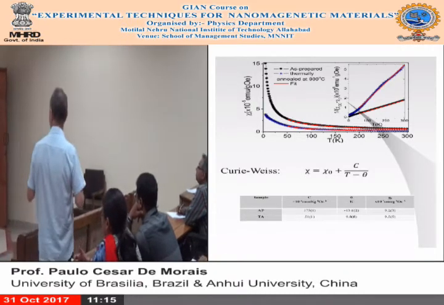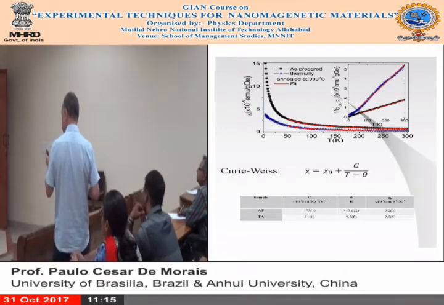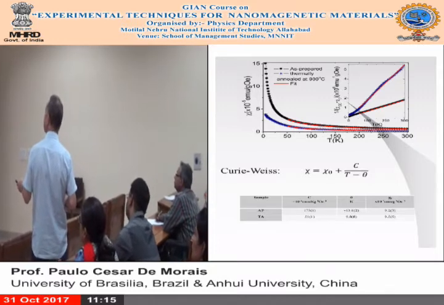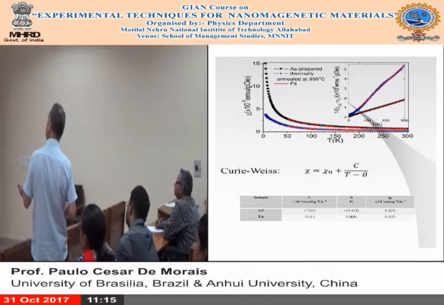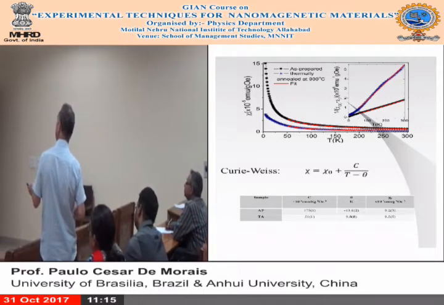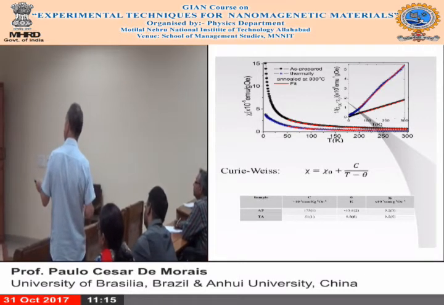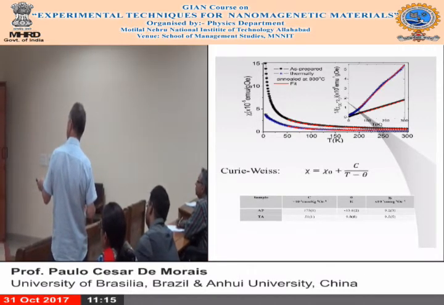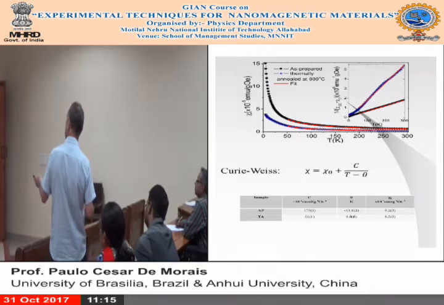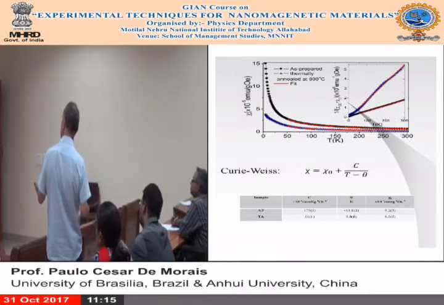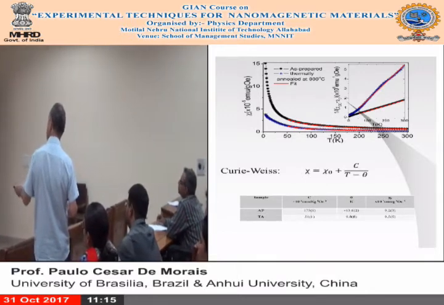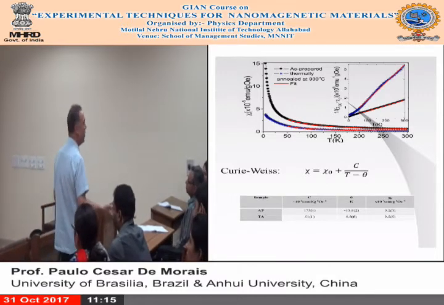So, and then they respond completely different. The one was annealed at 900 C, and the other was used as prepared. So you can see the as prepared sample goes there. That's susceptibility as a function of T. It is expected to follow the Curie-Weiss law, okay?